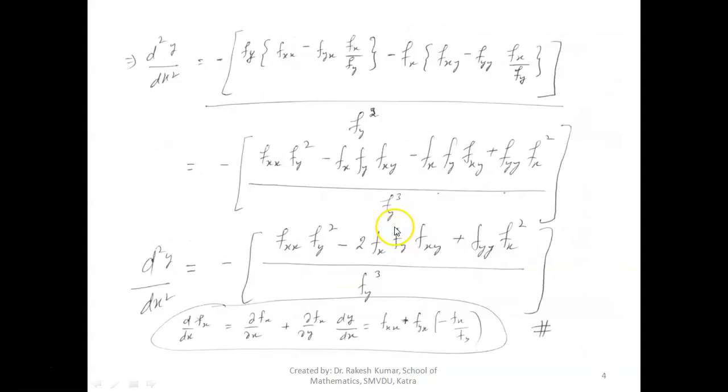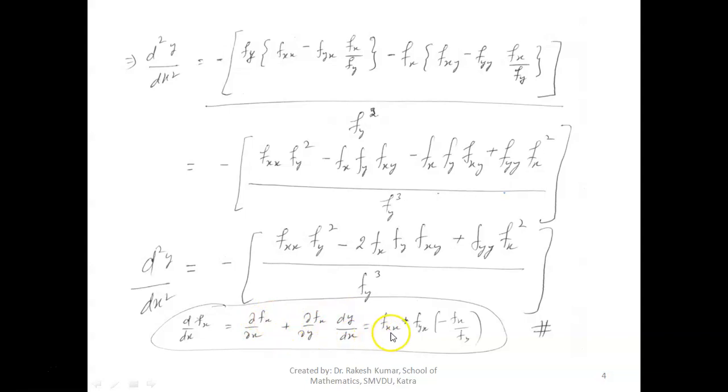So the next thing is this. The denominator stays as it is, but inside here it was fy outside and d/dx of fx. So concentrate here on d/dx of fx. It is written using the same definition: if y is a function of x, then it is ∂/∂x of fx plus ∂/∂y of fx into dy/dx.